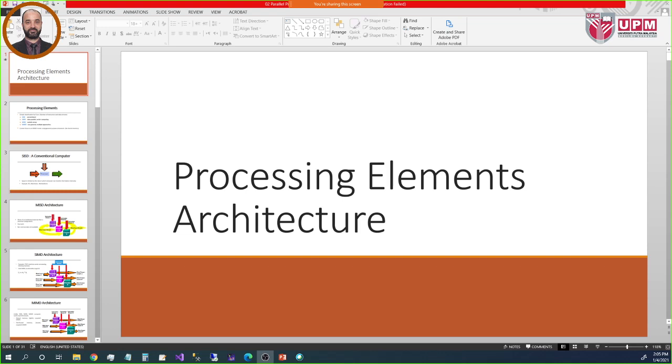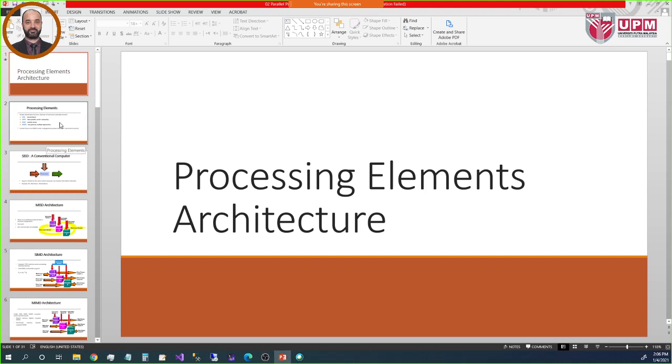Today we are going to discuss and explain something called processing elements architecture. This processing elements architecture is under chapter 2, which is all about the parallel processing elements.